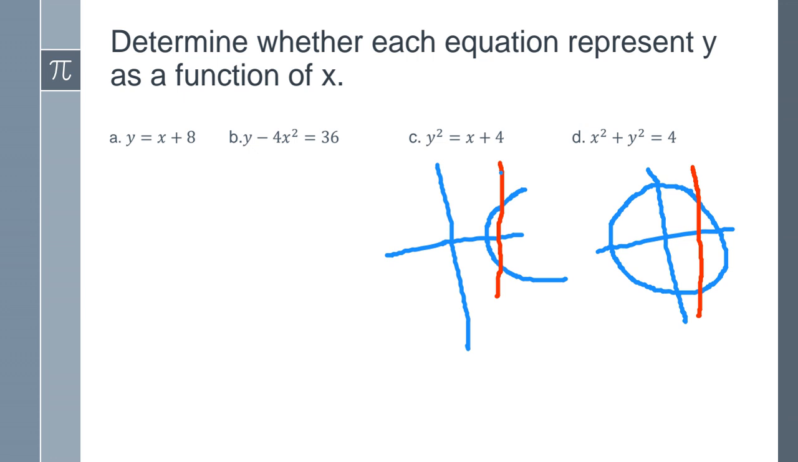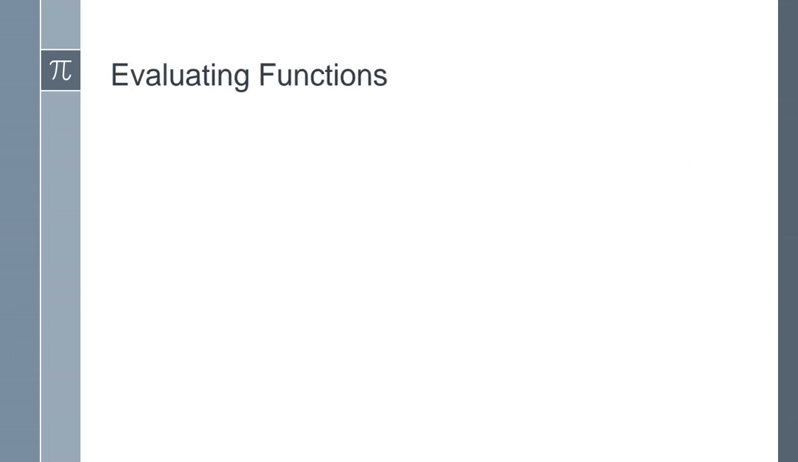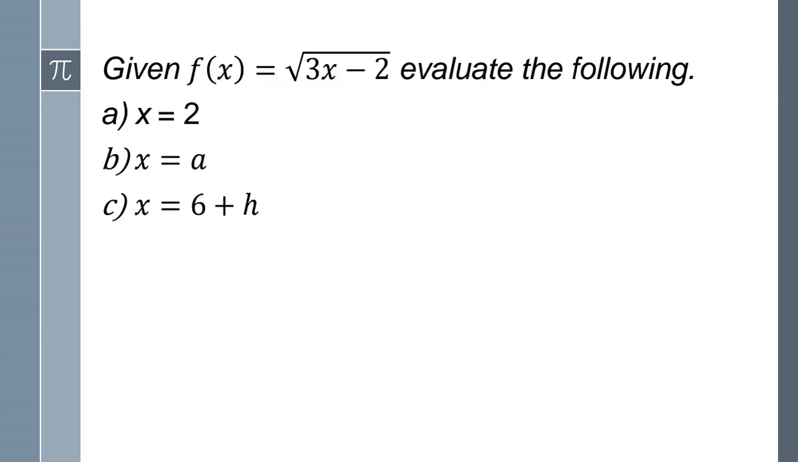Okay. All right. So evaluating functions. This is the easy one. So let's do an example of evaluating a function. A function's syntax is this. This is the way we read this: f of x is equal to the square root of 3x minus 2. And we want to evaluate. What evaluate means is we're going to evaluate the function for a given x value.